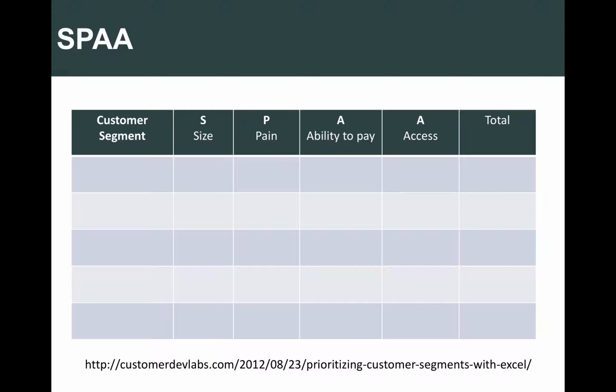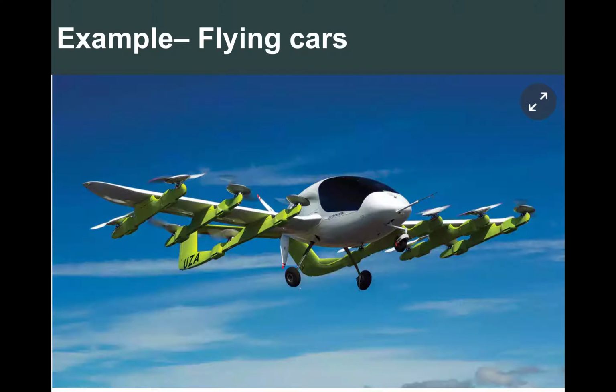So what you want to do is, under the customer segment heading, list all the different customer segments that you think could be those main ones that are really going to work for you. And then you want to start assessing, giving them a number from 1 to 3 on the size of the customer segment, the pain that they have, their ability to pay, the access you have to them, and then a total. So let's walk through an example just to help elucidate.